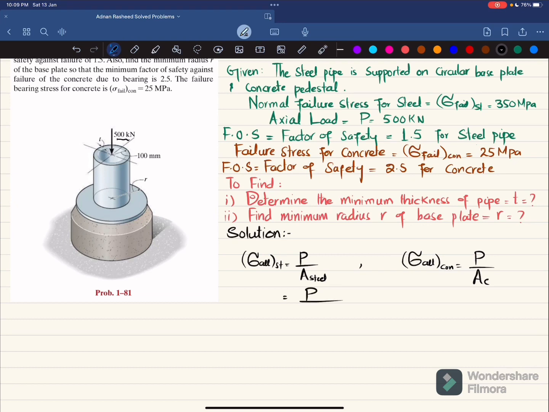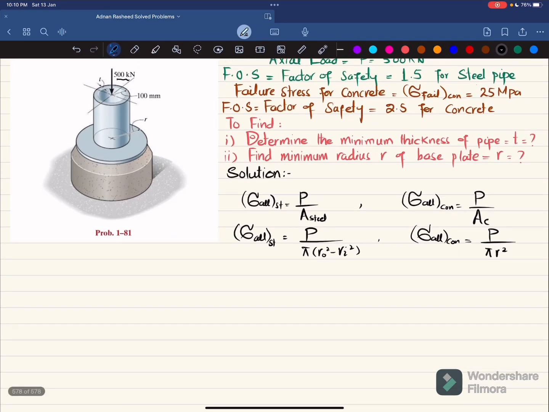Now, the allowable stress in steel is equal to P divided by the area of this hollow pipe, which will be equal to pi by 4, or pi, times r outer square minus r inner square. Similarly, the allowable stress in concrete is equal to P divided by the area of concrete, which will be the same as for this base plate, so it will be pi r square. Now we will calculate the allowable stress in steel and the allowable stress in concrete.